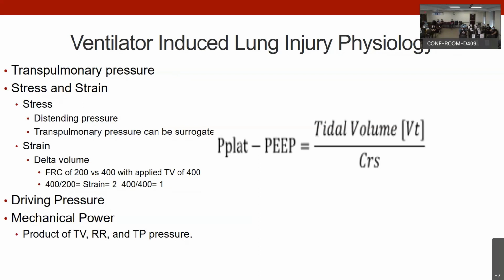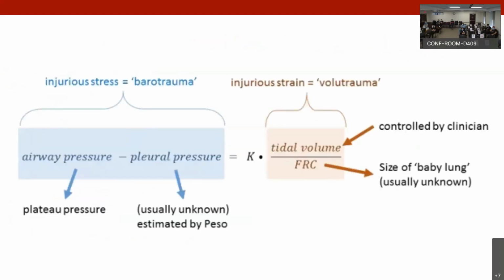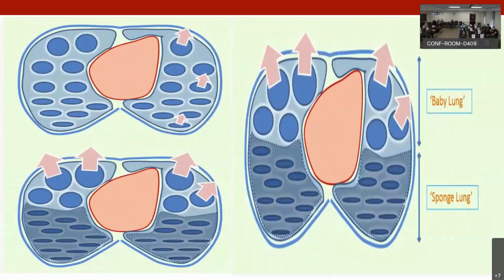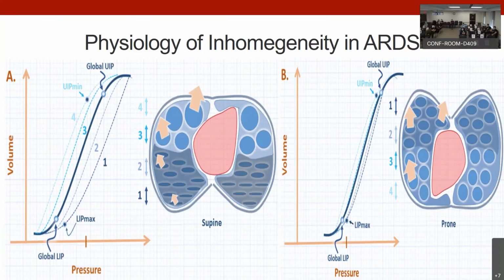Now, to understand strain, you have to understand the concept of the baby lung, right? So I think it was Dr. Gattinoni who kind of coined the term the baby lung. So in the baby lung, what they were saying is that we think in our head that in ARDS, there are stiff lungs. In actuality, the elastance of the lungs itself as a whole doesn't change that much. It's just the size of the lung that gets smaller.